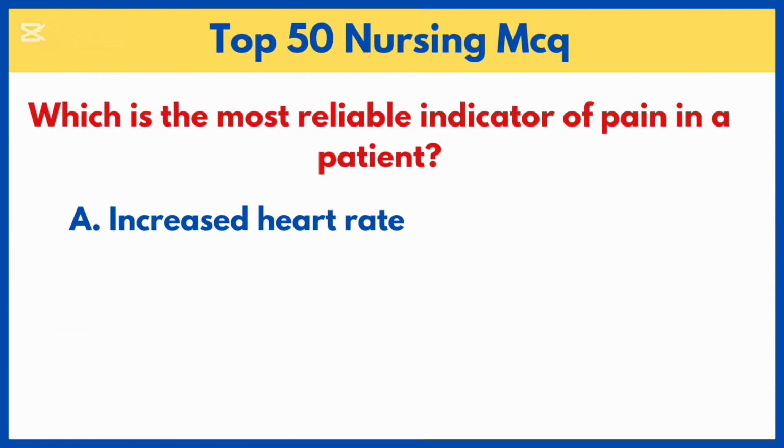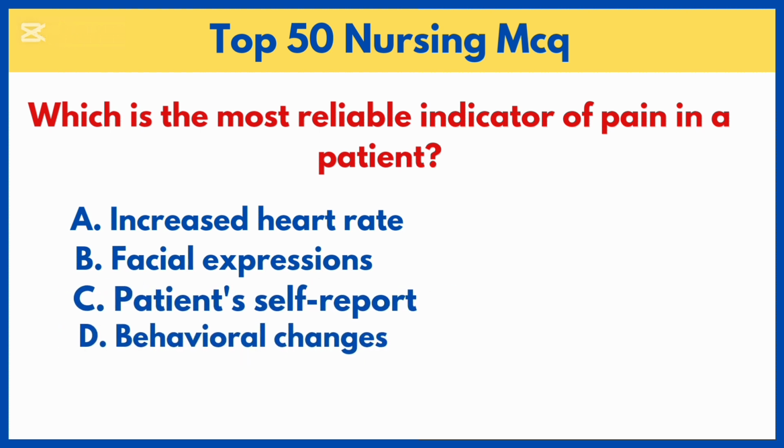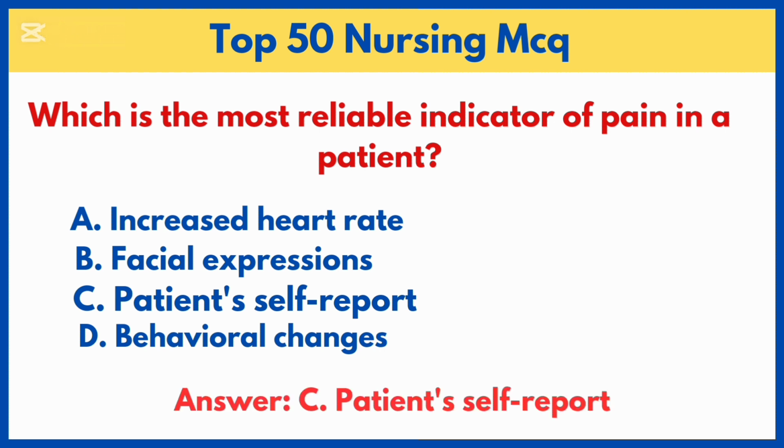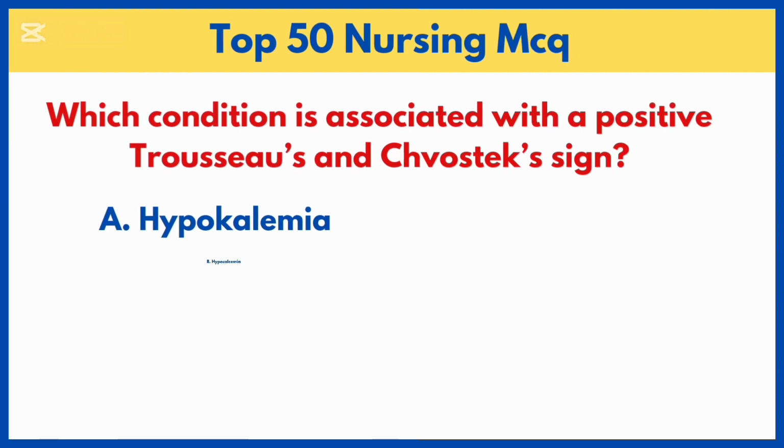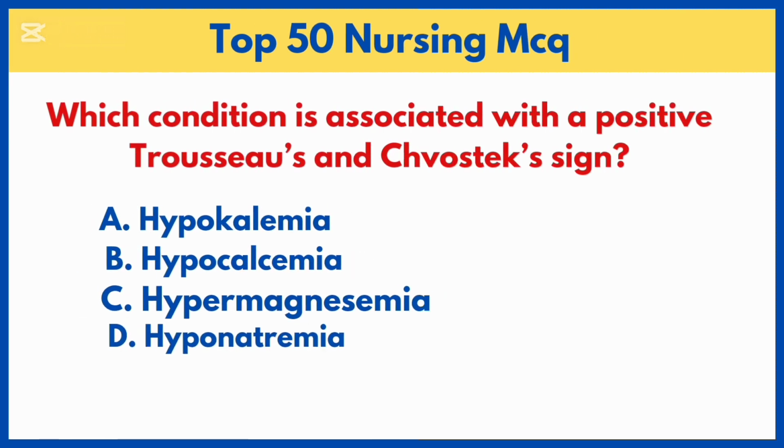Which is the most reliable indicator of pain in a patient? Correct answer is option C, patient self-report. Which condition is associated with a positive Trousseau and Chvostek sign? Correct answer is option B, hypocalcemia.